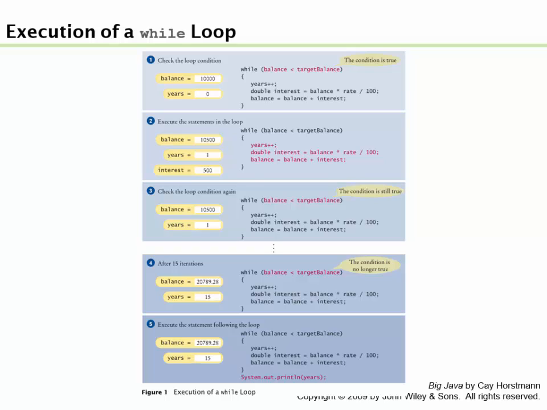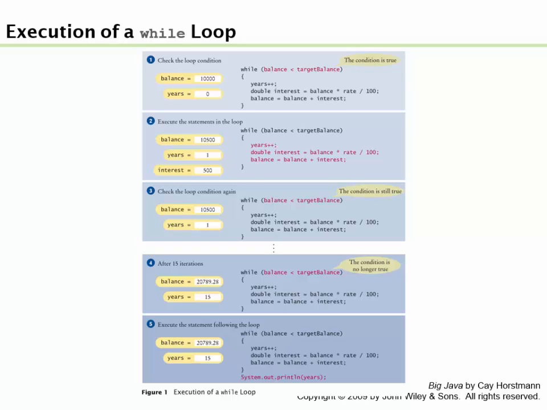So the first thing it does is it tests the conditional expression. Is the balance less than the target balance? Right now our balance is 10,000. Our target balance is $20,000. I guess they don't show that. So $10,000 is less than $20,000, so we go into the body of the loop.